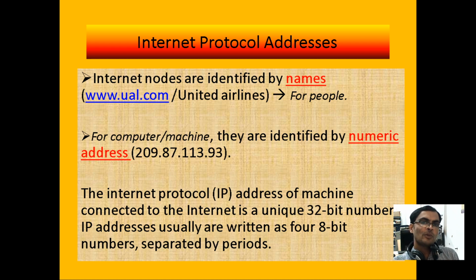The Internet Protocol address is categorized into two versions, IPv4 and IPv6. Under IPv4, there is a 32-bit number. Under IPv6, there is a 128-bit number. The IP address for a machine connected to the internet is a unique 32-bit number, usually written as four 8-bit numbers separated by periods. These are the four 8-bit parts: the first 8-bit, second 8-bit, third 8-bit, and fourth 8-bit.